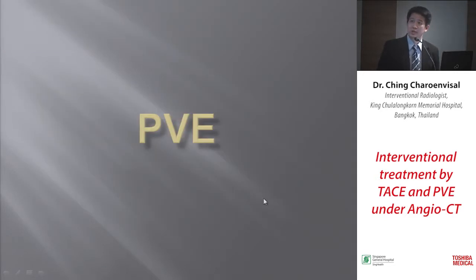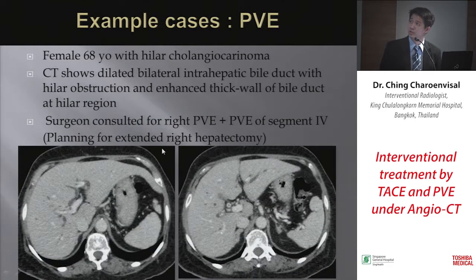In PVE cases, we usually use glue embolization. In simple cases of PVE, we usually use the conventional angiogram only. We usually do PVE in Angio CT only in difficult cases. This is an example of a case of PVE.